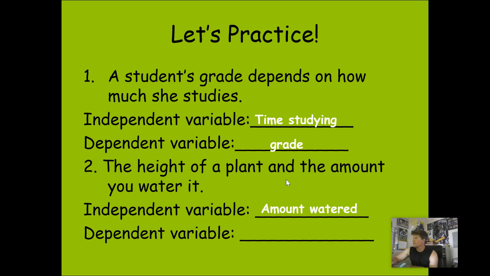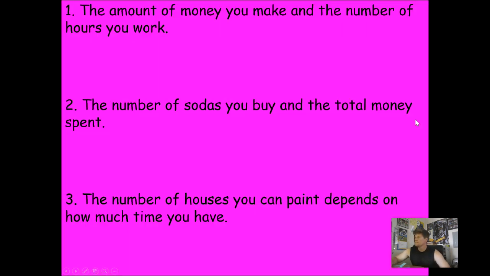You could water that thing a lot or a little, and depending on how much you water it, that's how tall that plant's going to get. If you're watering it correctly, that plant should get taller. That plant should be healthy. If you're watering it incorrectly, that plant's going to die. It's not going to get very tall at all. So there's a couple examples, independent versus dependent. Let's look at a few more.